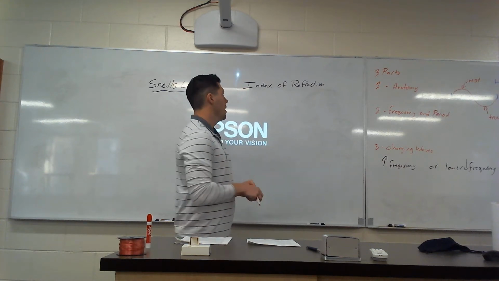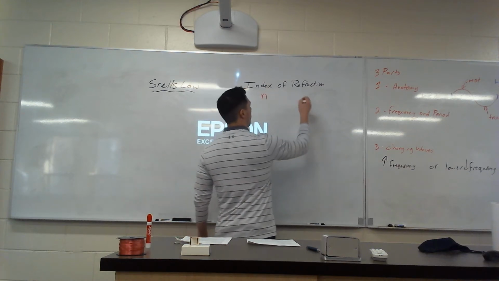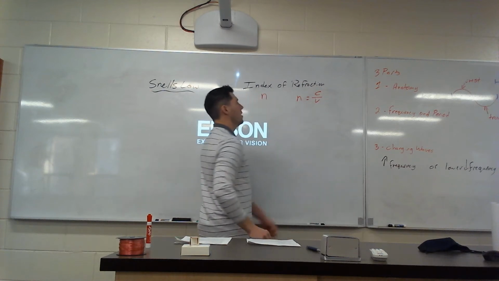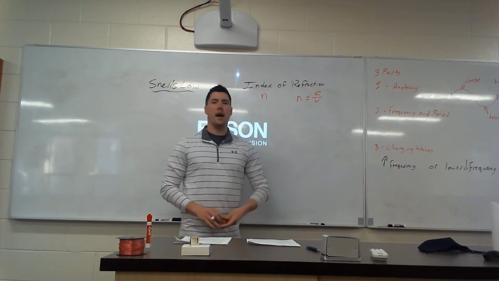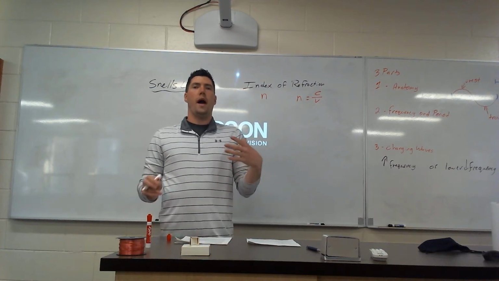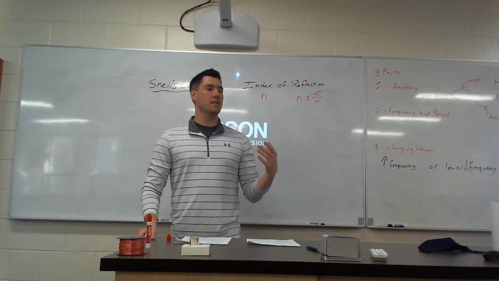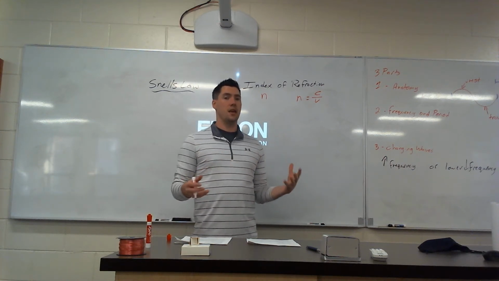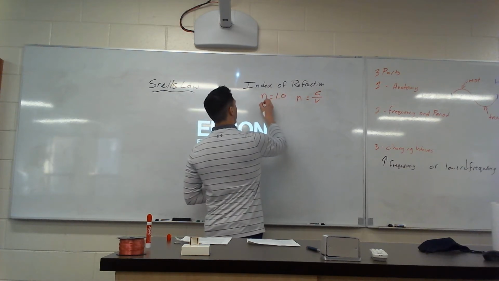You'll see that this is given an n value. Our formula for this is just n equals c over v, c being the speed of light, and v being the actual velocity of how fast the wave moves in that medium. As an example, in air, the speed of light is 3 times 10 to the 8th, so our n value for air would be 1.